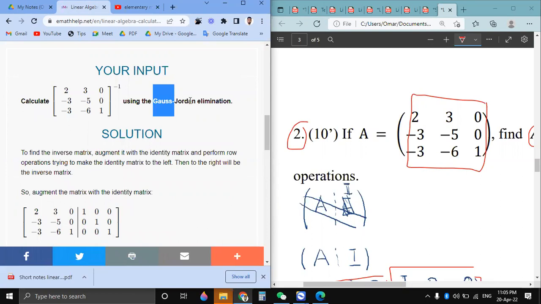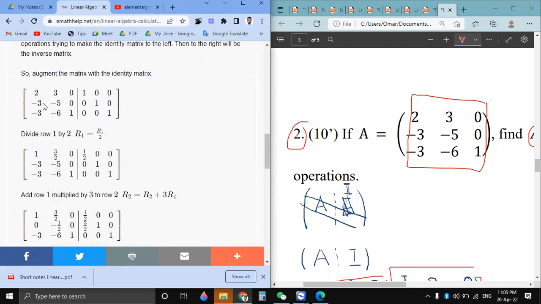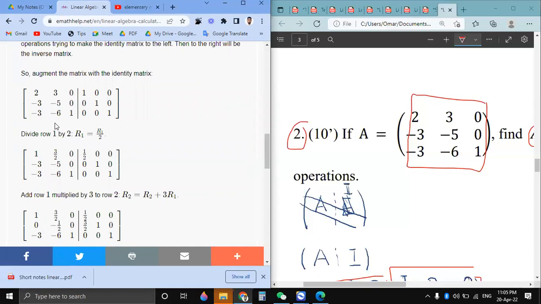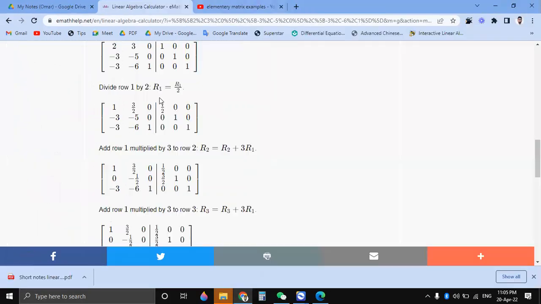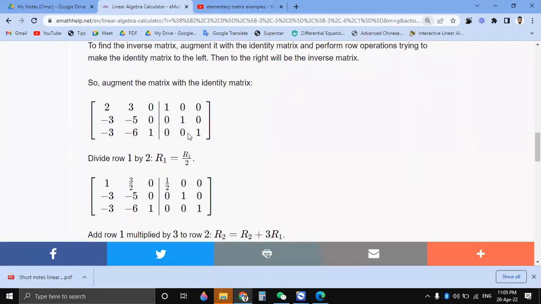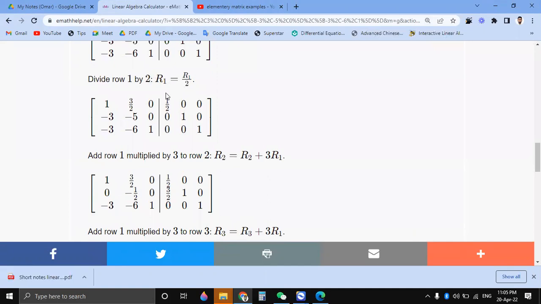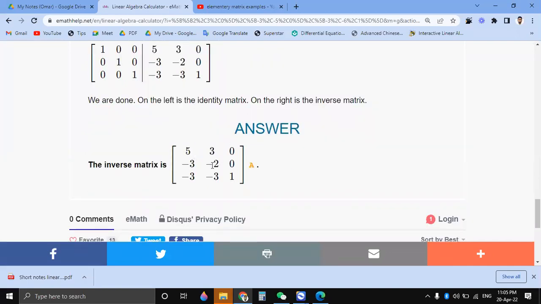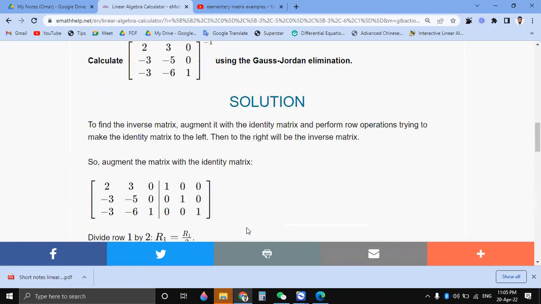So if we use Gauss-Jordan elimination, on the left side we have our matrix, but we have to do row operations and convert this left part to an identity matrix, and our right part will be the inverse matrix. You see here the first row operation, the second row operation. On the left side we have got our identity matrix, so the inverse matrix will be on the right side. You can see here the inverse matrix is 5, 3, 0, -3, -2, 0, and -3, -3, 1. So this way you can easily find the inverse matrix.